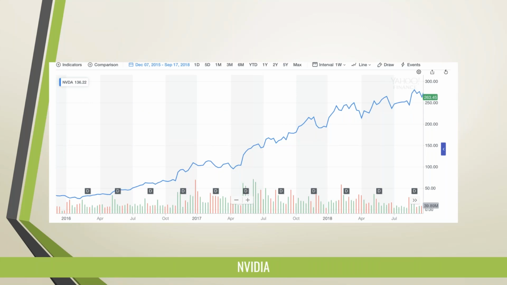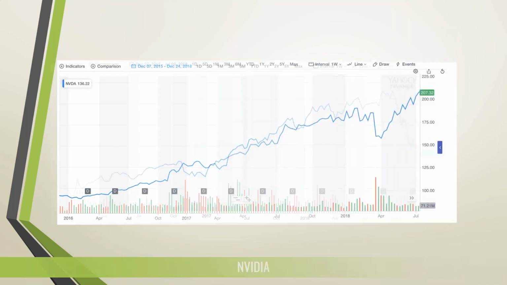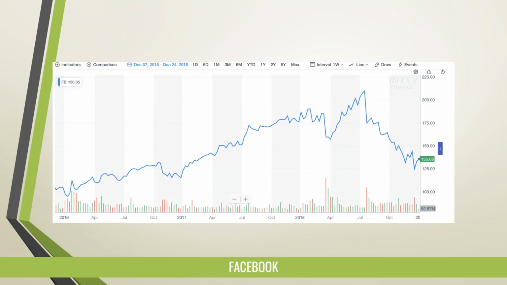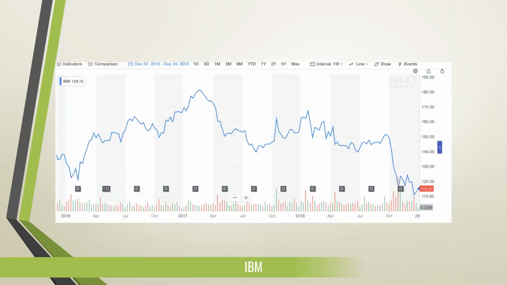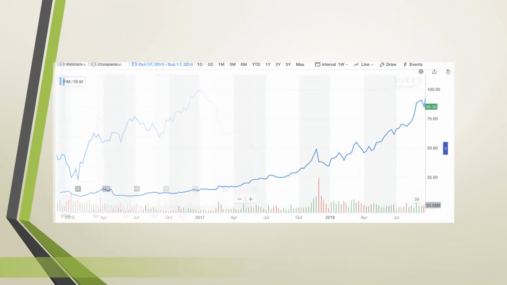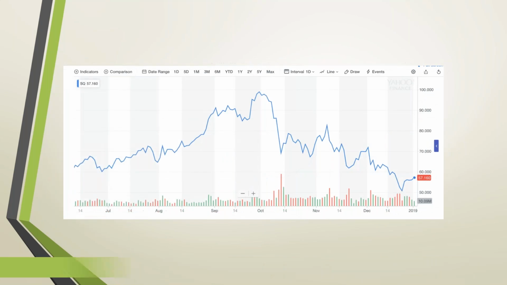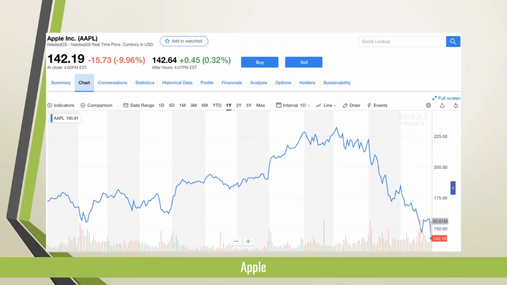So NVIDIA went from the 260s down to 133. Facebook went from 200 down to 135. Can you believe that? It was at 135. IBM went from 180 to 105. Square went from the 80s to the 50s. Apple, this year, Apple was at 142. Can you believe that? It's now at 260.